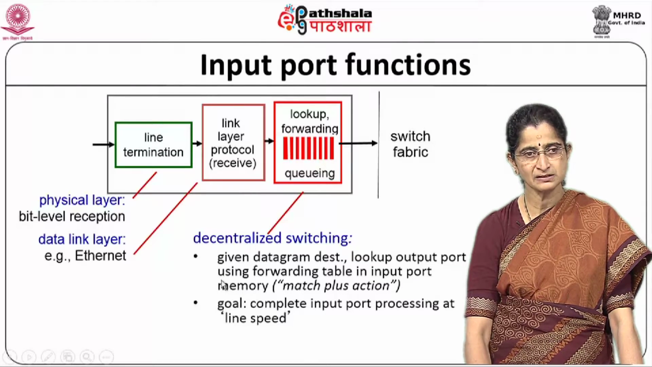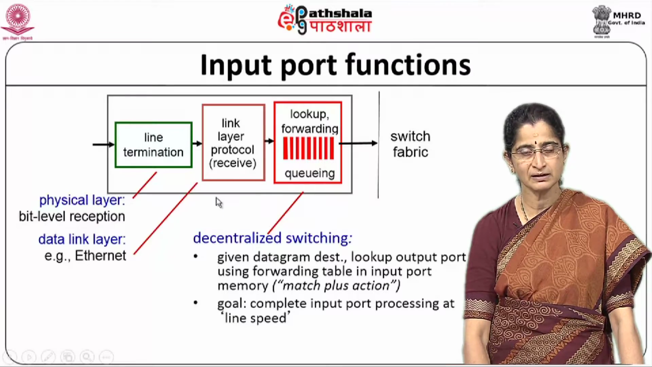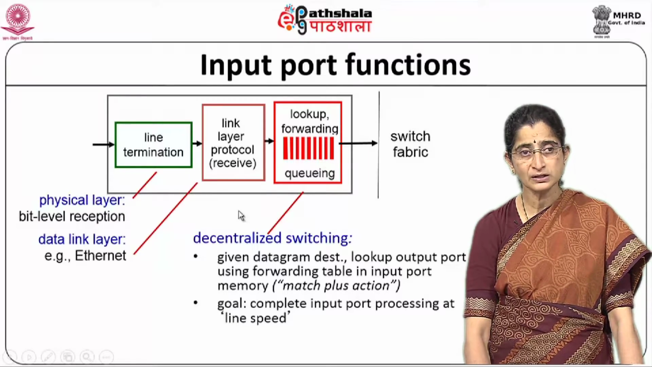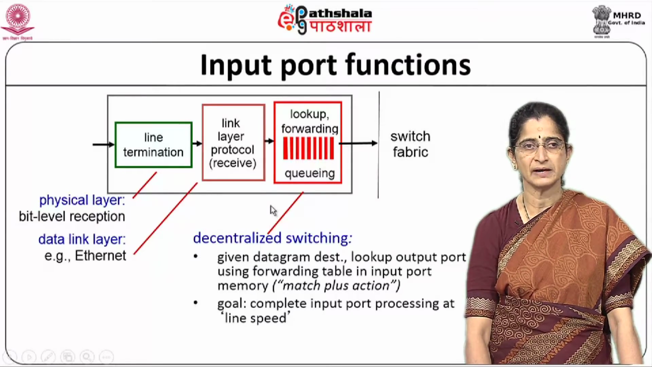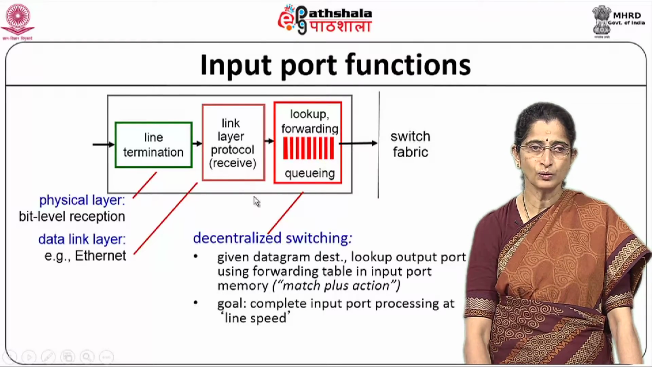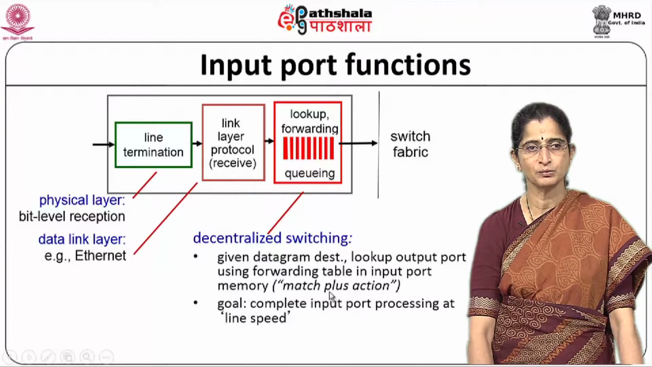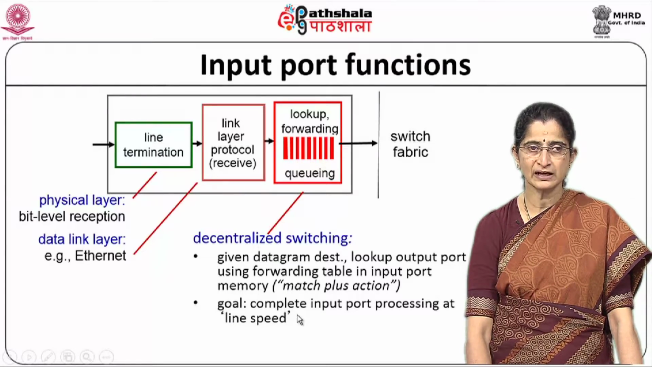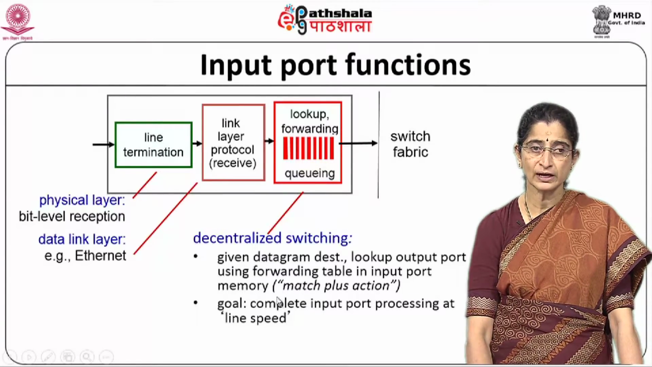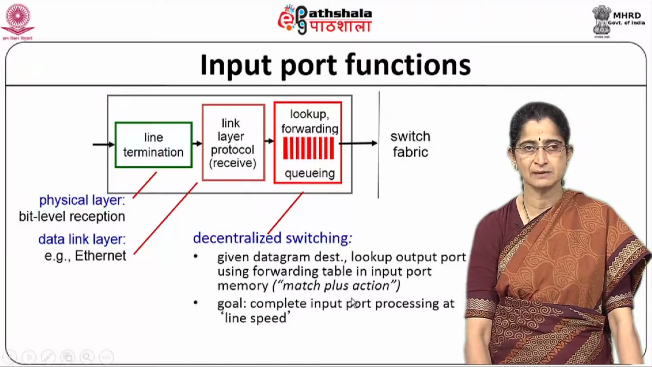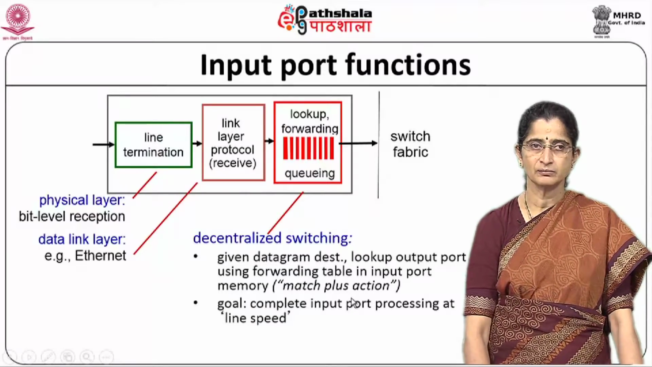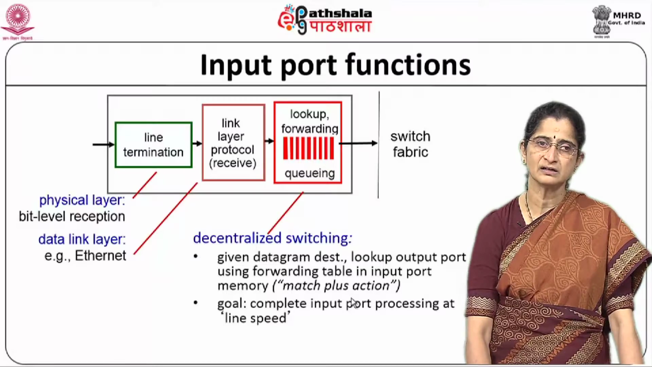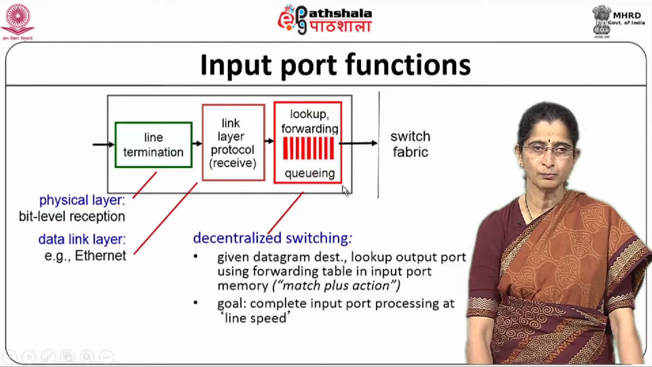What we mean by line speed is the speed at which your line is working and the rate at which packets are coming in, and we would like to process them at the rates at which the packets are coming in. So, the goal here is to complete your input port processing at line speed. If you have a 10 gigabit per second line or a 1 gigabit per second line coming in, we would like to finish this processing at that same speed. That is the main goal at the input port.